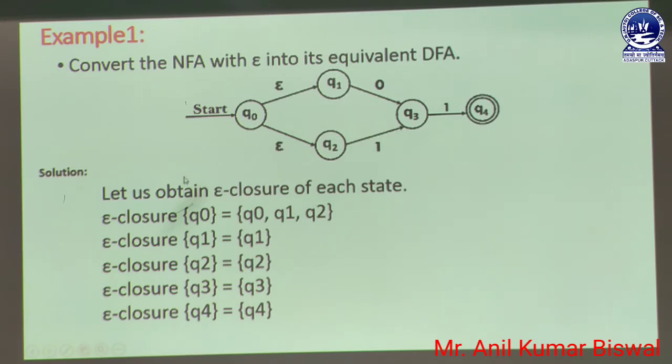So here, first of all, we can discuss. Let us obtain the epsilon closure of each state, which is already mentioned in the step diagram. In the step diagram, first of all we calculate what are the different types of epsilon closures we have in this transition diagram. So here we can count the epsilon closure of Q0. We can focus on that diagram.